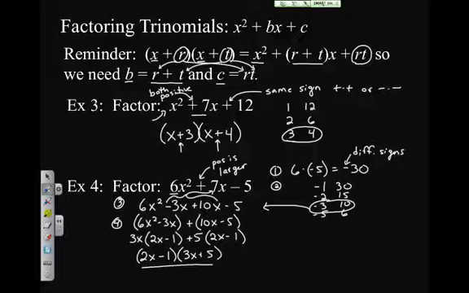So when there's a number in front of this x squared like this, the process is a little bit longer, but it's still very doable. You just have to write down the factors and pick the ones that will work, and then factor by grouping.